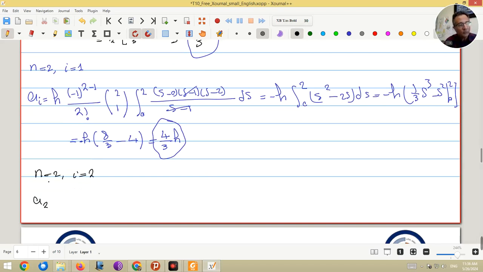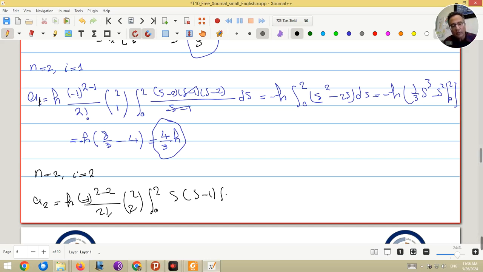So a2, this is a1. a2 is (h minus 1) to the power of 2 minus 2 over 2 factorial, combination 2 of 2, integral from 0 to 2 of s times (s minus 1) times (s minus 2) over (s minus 2) d s. Okay, this is a plus appear here and h half will appear here.